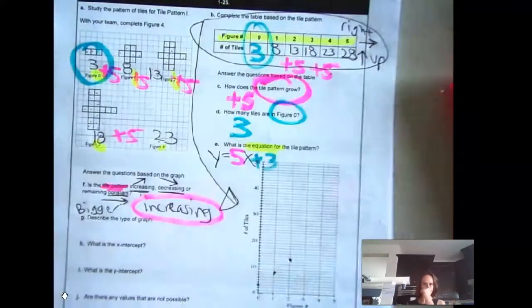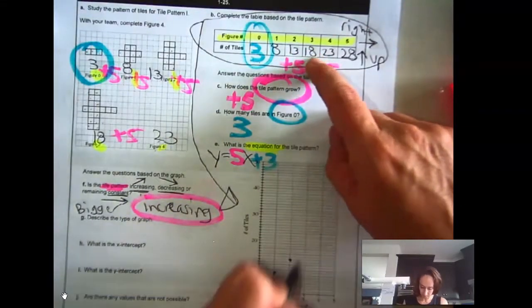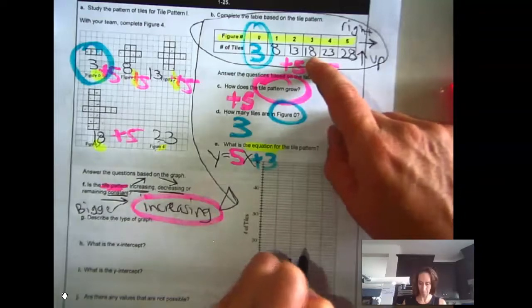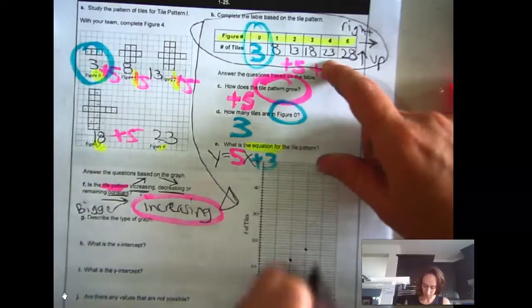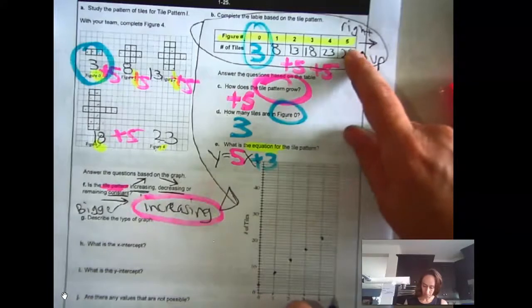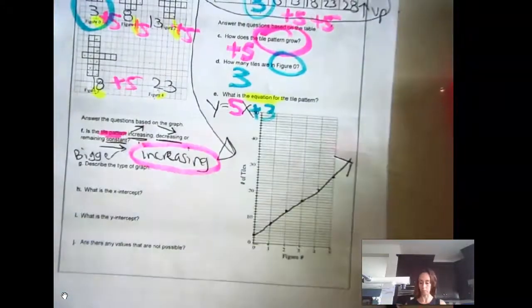This one, I'm going to write down this word so you know what I'm saying, right and up. Okay. This time I'm going right 3 and up 18. Right 4 up to 23. Right 5 up to 28. Now when I see this, I'm going to connect it forever.